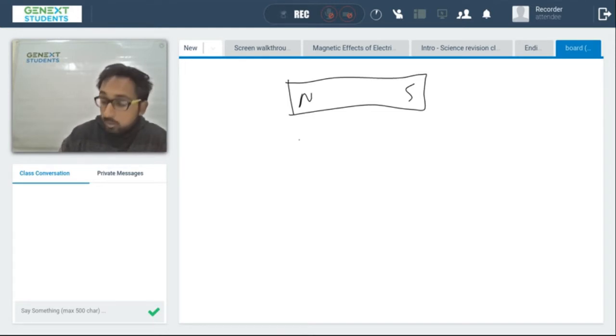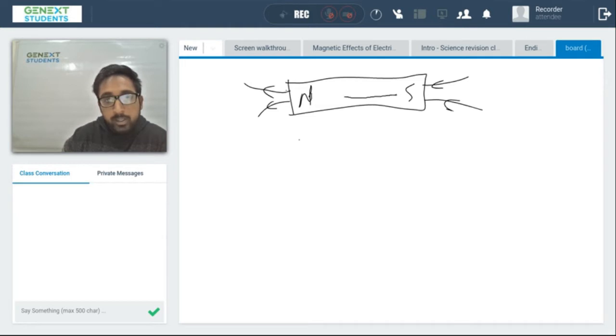What does this south and north pole represent? Every magnet has magnetic field lines, in which the lines come out from the north pole and move inside at the south pole. From the outer region they are going inside, and from here they are going outside. But inside the magnet, the magnetic field lines go from south pole to north pole.